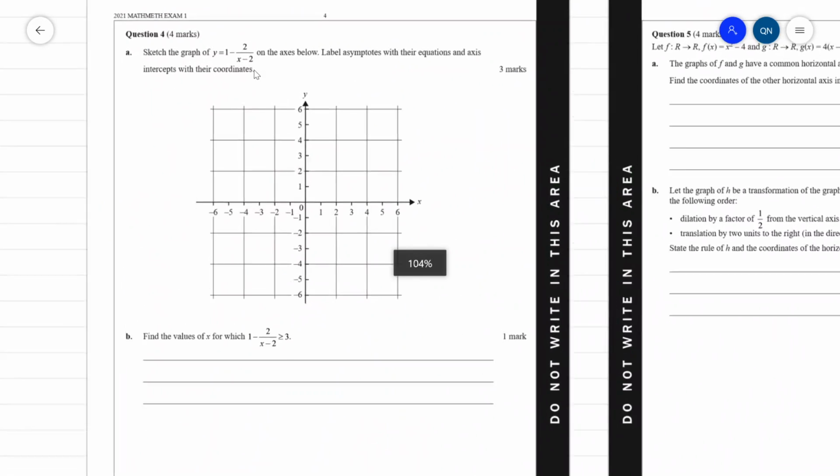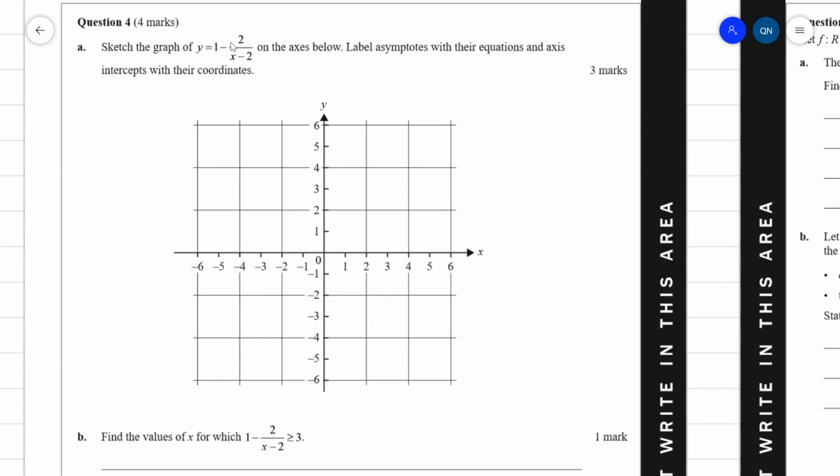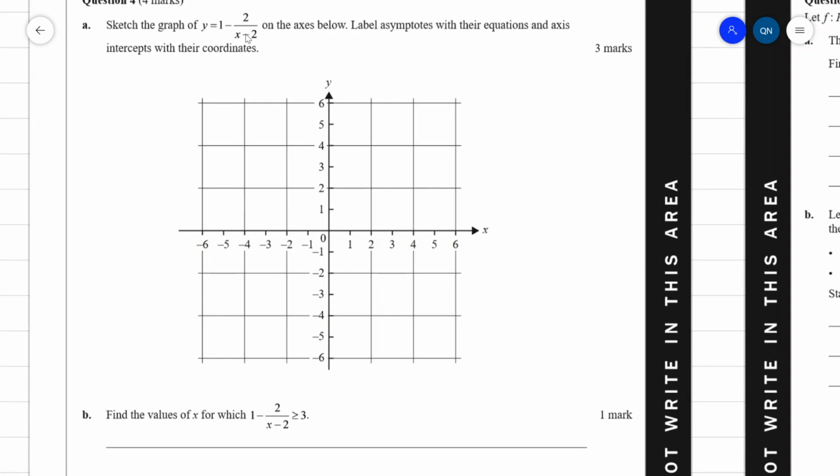Question 4. Sketch the graph of y equals 1 minus 2 over x minus 2 on the axes below. There's no domain, which is good, so we can just graph it across the whole real line. So label asymptotes with their equations, and intercepts and so on. So first of all, what are the asymptotes? That's probably the most important thing you should get. Asymptote x equals 2, because that's what makes the denominator 0.